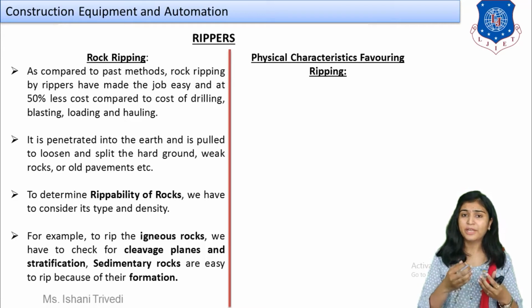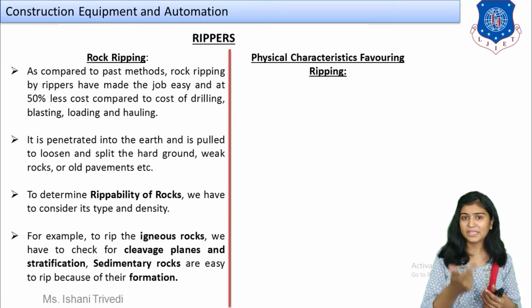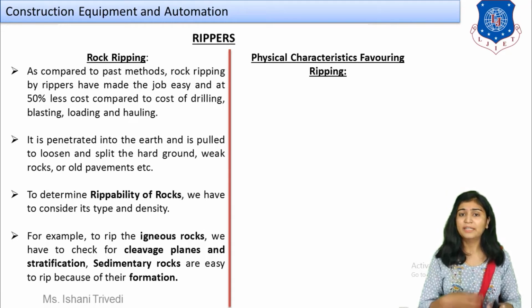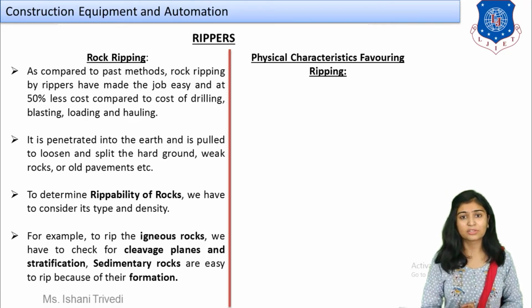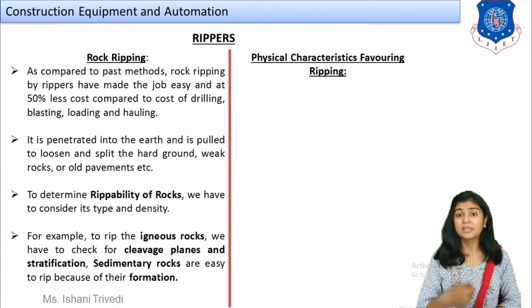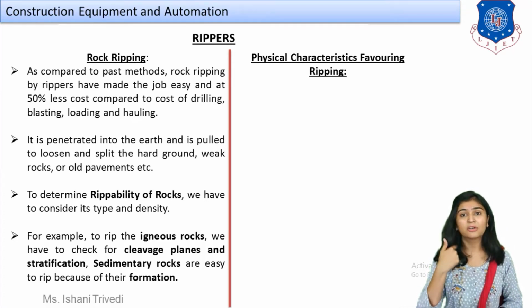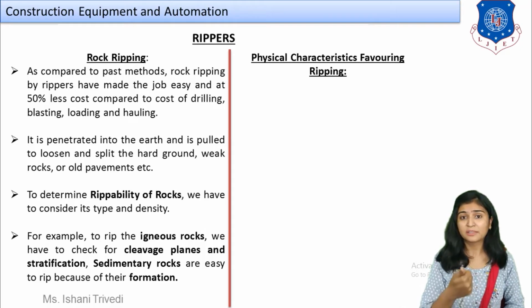If we talk about rocks, we have three different types: igneous rock, sedimentary, and metamorphic rock. Whatever type of rock you are dealing with, if you are dealing with igneous rocks, then we have to check for cleavage planes and stratification. Now students, this is a part of mineralogy. We have studied mineralogy in the past.